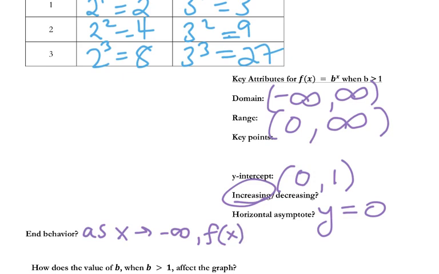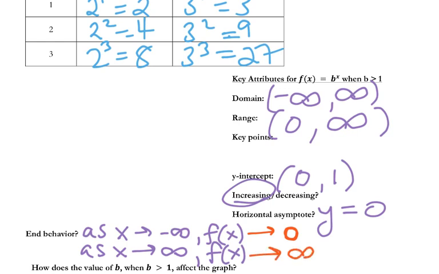What's happening to our graph? Well, our graph is going towards 0. So it's approaching the value of 0. As x goes to positive infinity, so as the graph moves to the right, what is our function doing? It's headed towards positive infinity.